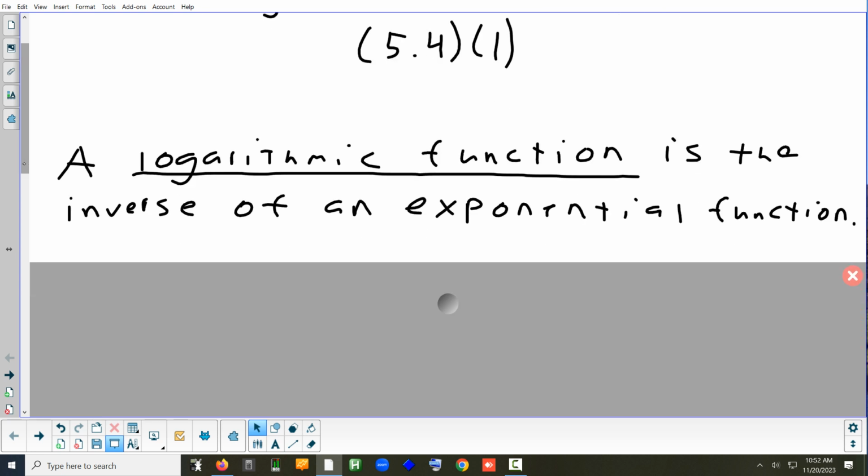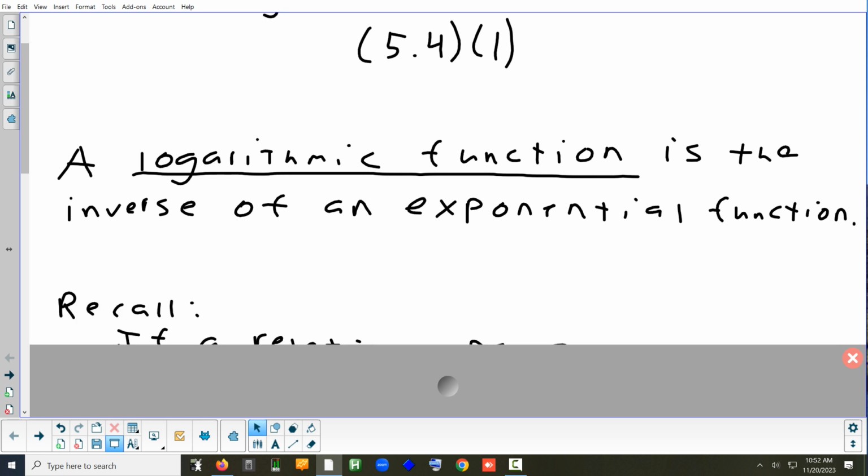And they are what we call inverses. So another example of inverse functions are squaring and square rooting, okay? Multiplying, dividing, cubing, cube root. Well, exponentials and logs are also inverses of each other.